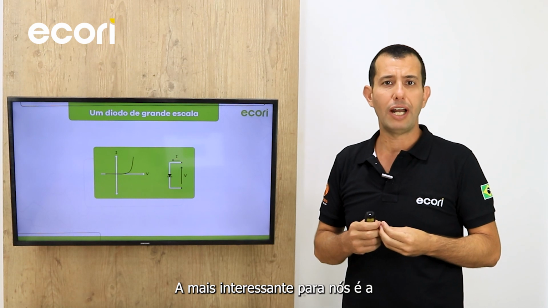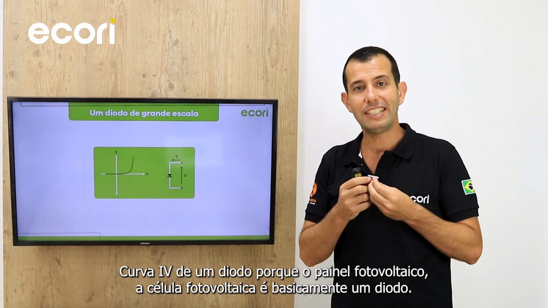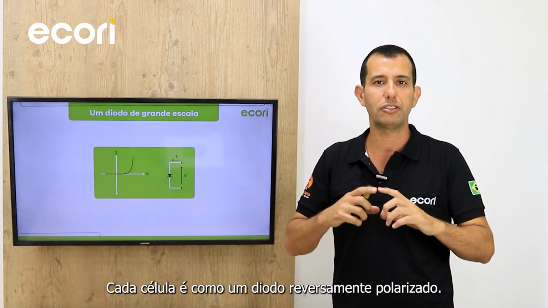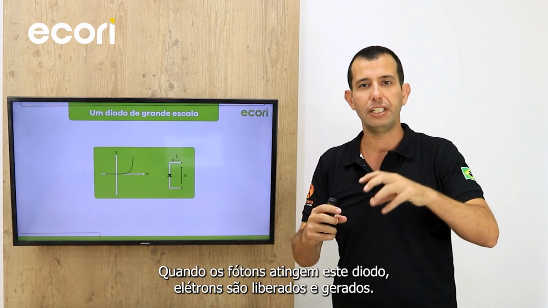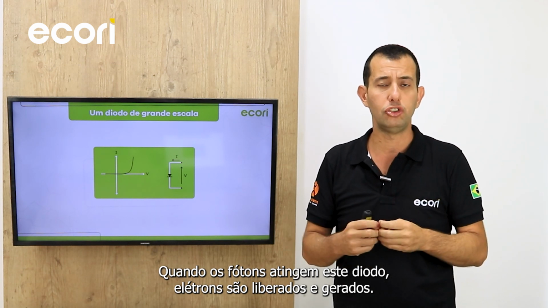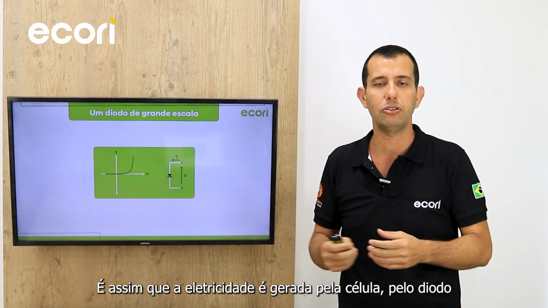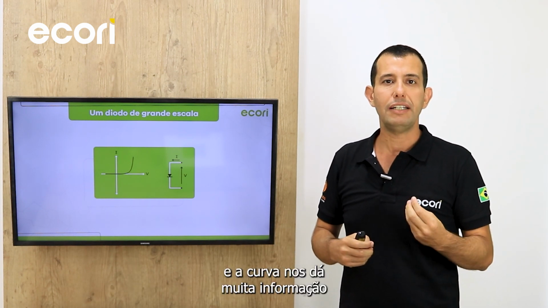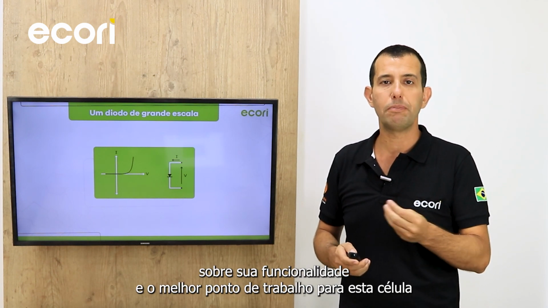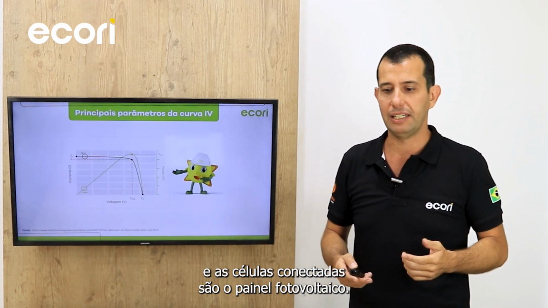The most interesting for us would be the IV curve of a diode, because a PV panel, a PV cell is basically a diode. Each cell is like a reverse connected diode. When photons hit this diode, electrons are freed and are generated. This is how the electricity is generated from the cell, from the diode. And the curve gives us a lot of information about the functionality and the best working point for this cell, and the cells connected together are the PV panel.